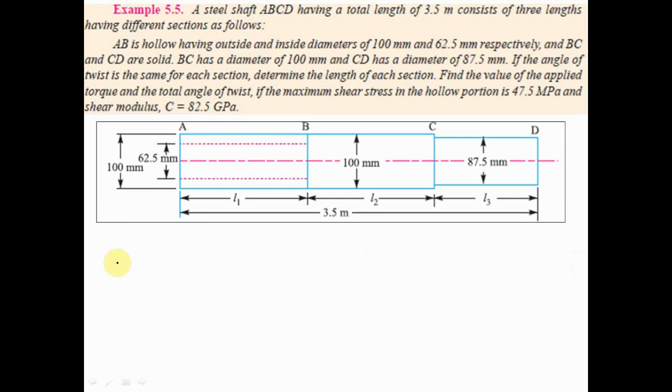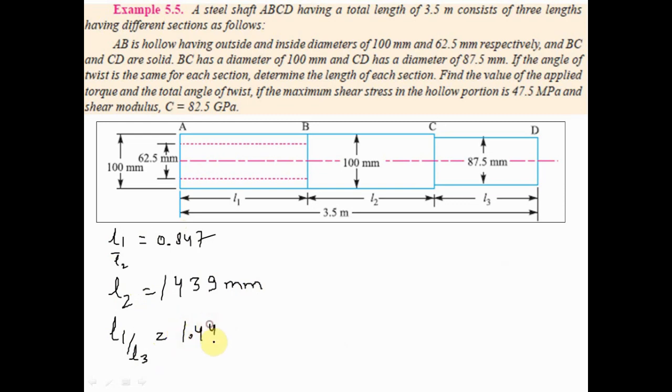Now since we were having the ratio L1 by L2 equal to 0.847, L2 will be equal to L1 upon 0.847. So L2 we will get as 1439 millimeters. Similarly, we were having L1 by L3 equal to 1.447. So L3 will be equal to L1 upon this value. So L3 is equal to 842.2 millimeters.